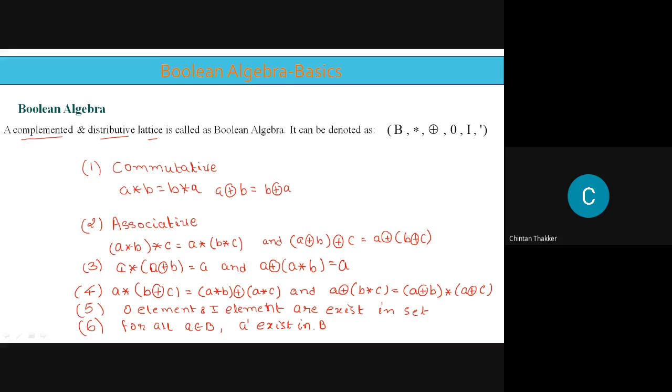So to prove that any set is a Boolean algebra, we have to prove these 6 properties. Okay, just take a screenshot of this so I can erase it.